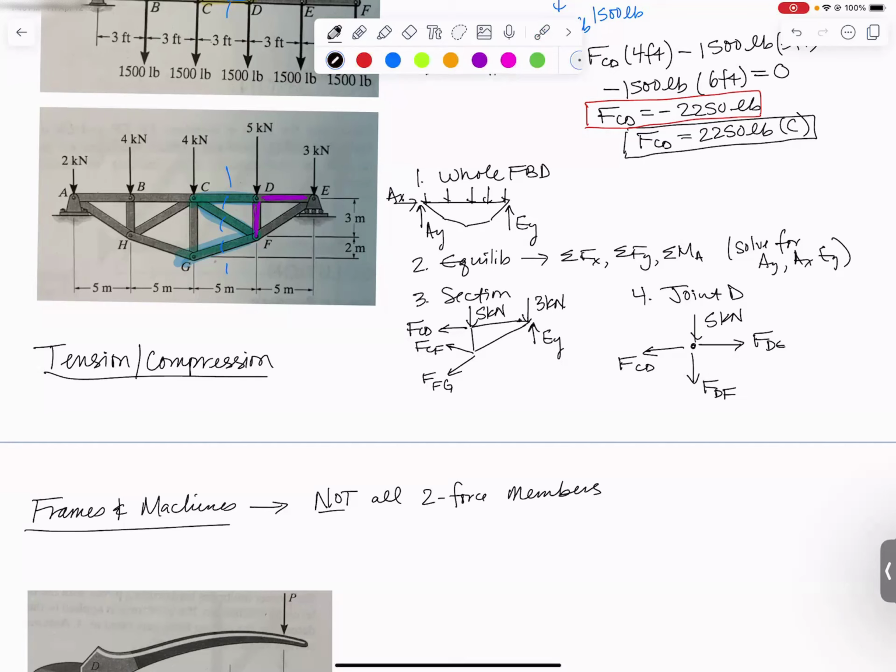Basic idea is that when you draw a diagram of a section or a joint, you're drawing the force that that member applies to the thing on your diagram, which means if I have a joint and the force is going outward, this is the force the member applies to the joint. It does not mean that the joint is pushing to the right on the member. It means the member is pulling to the right on the joint.